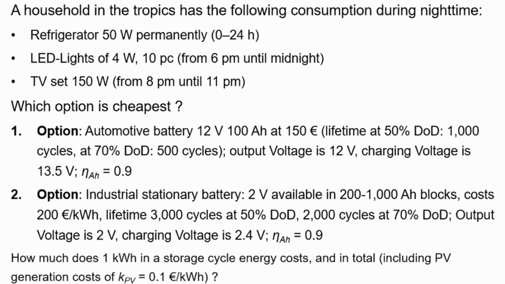So how much does 1 kilowatt hour in a storage cycle cost? And in total, including PV generation, costs of 10 cents per kilowatt hour. For costs, we use the abbreviation small k for specific cost, and big K for absolute costs. Here the specific cost of PV is k with an index of PV. It's 10 cents per kilowatt hour.